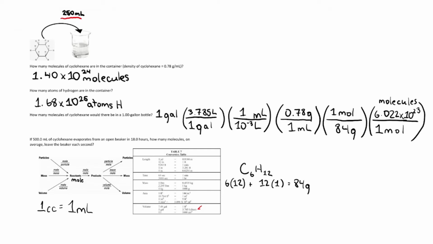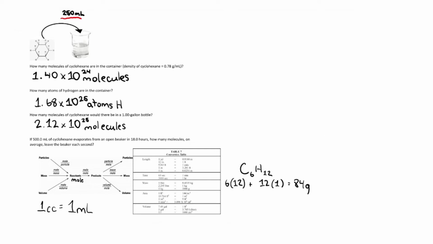Okay, now our units can cancel. We can cancel gallons, we can cancel liters, we can cancel milliliters, we can cancel grams, and we can cancel moles. Now we're left in molecules. Now we have to multiply across the numerator and across the denominator and then divide. And that gives you 2.12 times 10 to the 25 molecules of cyclohexane. And that's it for that one.